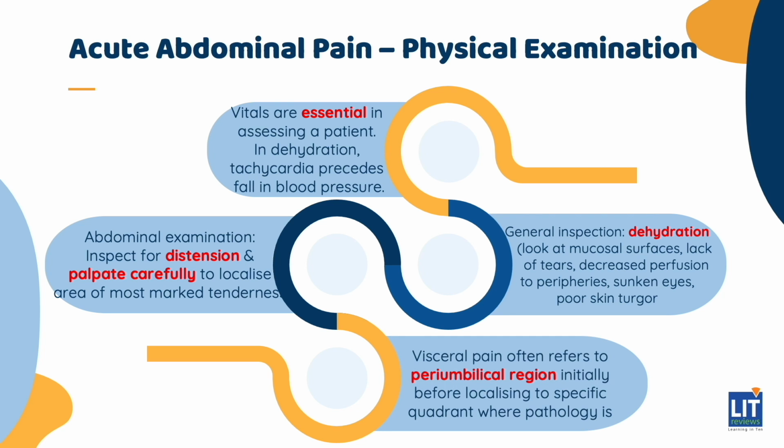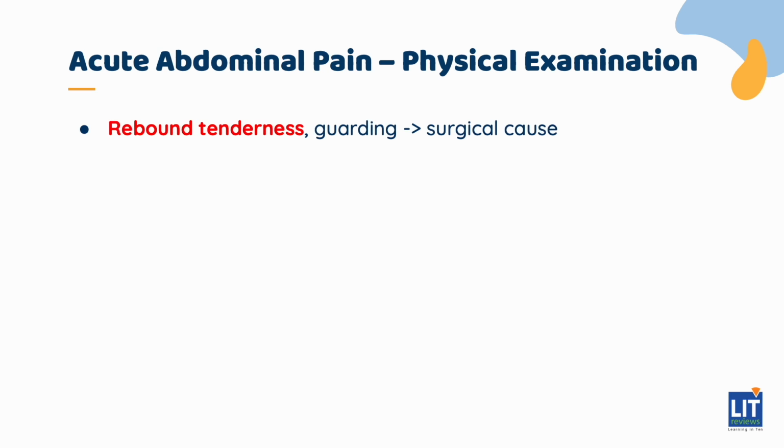On abdominal examination, inspect for distension and palpate carefully to localize the area of most marked tenderness. Remember that visceral pain often refers to the periumbilical region initially, before localizing to the specific quadrant where the pathology is. Palpate carefully for masses. Rebound tenderness and guarding are red flags that point to a surgical cause. Complete the examination by auscultating for bowel sounds.